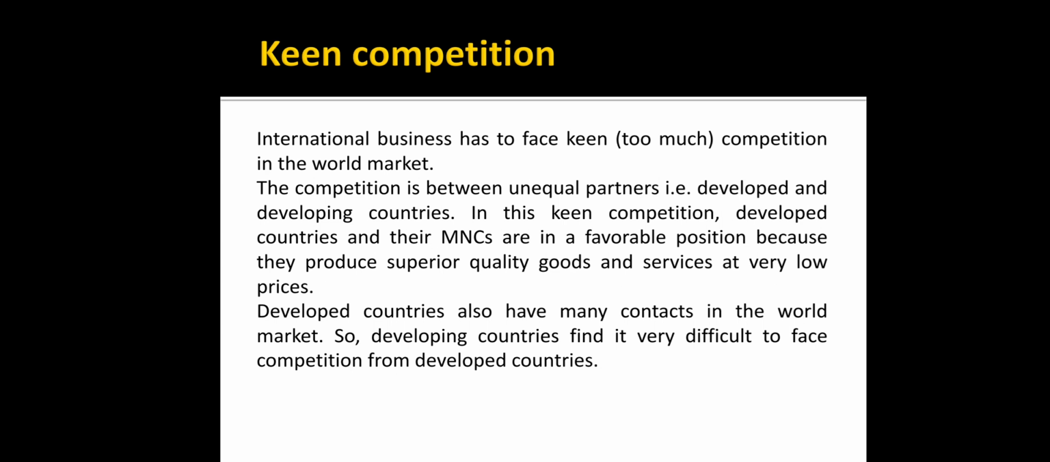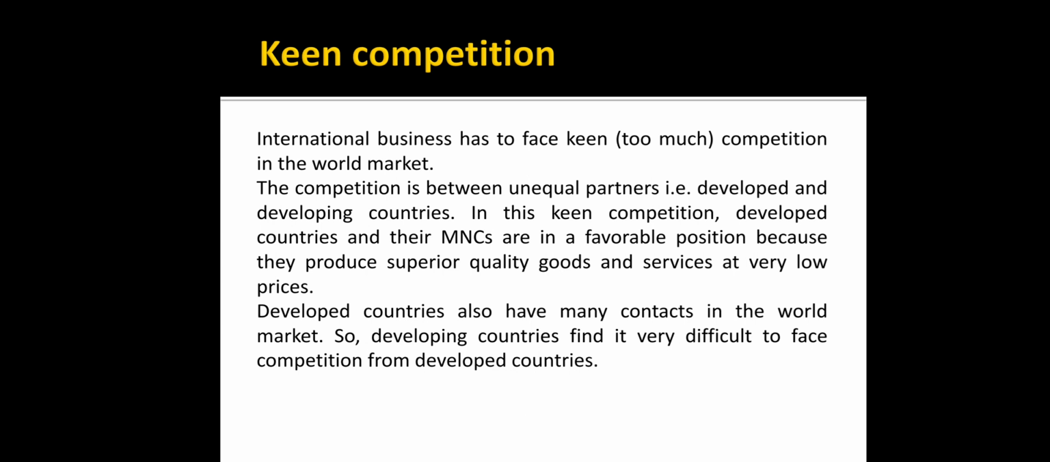The competition is between unequal partners, that is developed and developing countries. In this keen competition, developed countries and their MNCs are in a favorable position because they produce superior quality goods and services at very low price. Developed countries also have many contacts in the world market, so developing countries find it very difficult to face competition from developed countries.